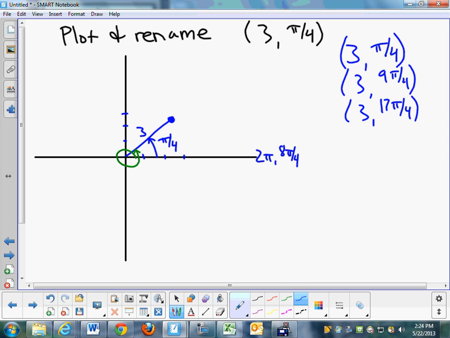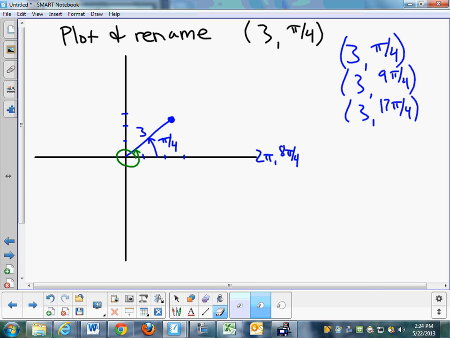Okay, let's change it a little bit, okay? Because we add 8 pi over 4, or 2 pi, to each angle for traveling around again. So another one would be 25 pi over 4, and 33 pi over 4. Okay, you can also have negative angles, okay?